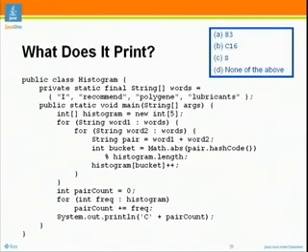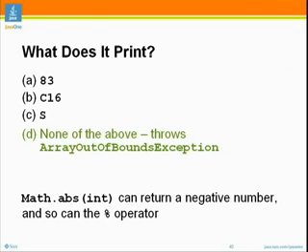Okay. Let's find out what this program really does, shall we? All right. None of the above. It always throws an array out of bounds exception. How did that happen? Well, the intuition is that Math.abs does not necessarily return a non-negative value. Absolute value can, in fact, be negative under certain circumstances. And it turns out that the mod operator doesn't necessarily return non-negative values either.